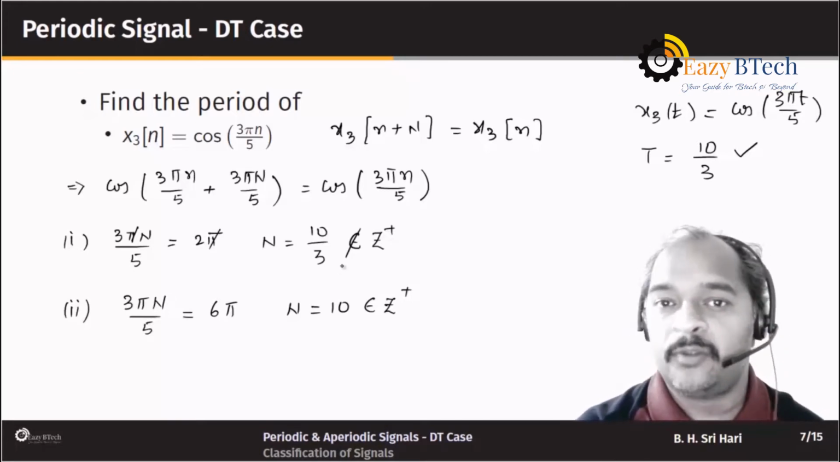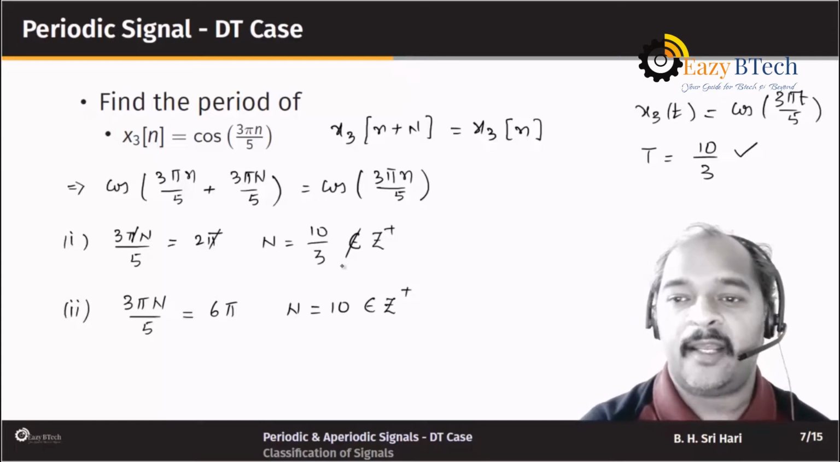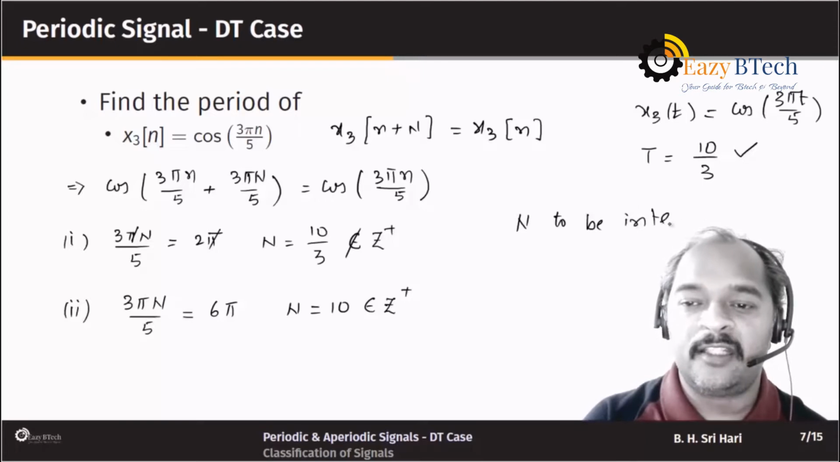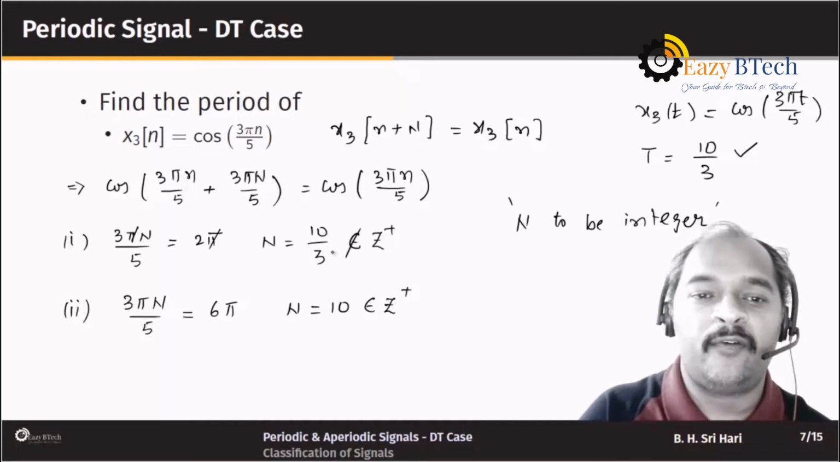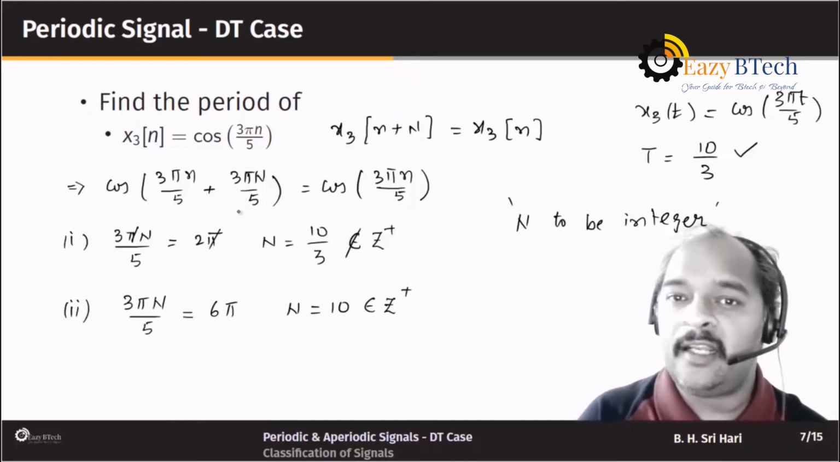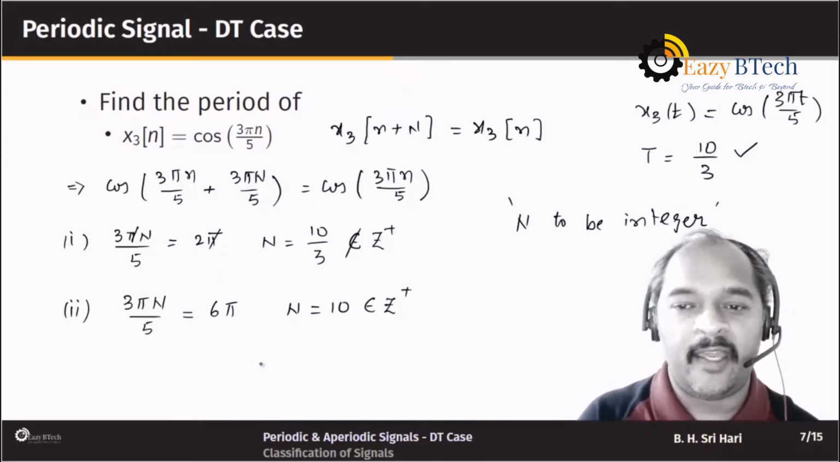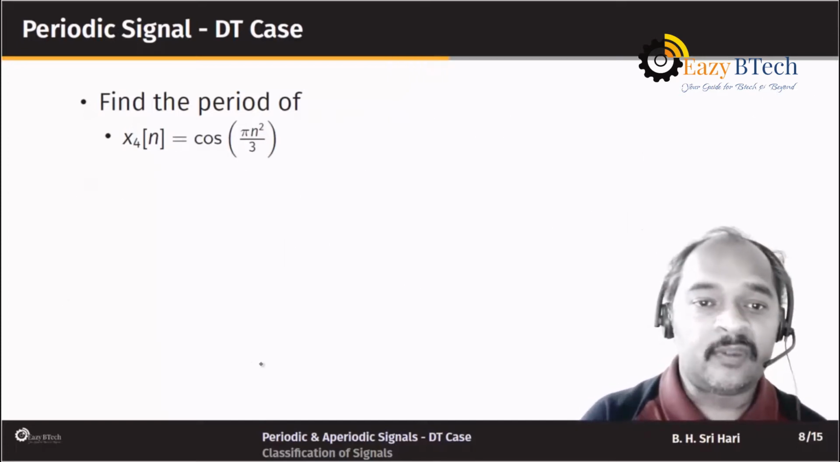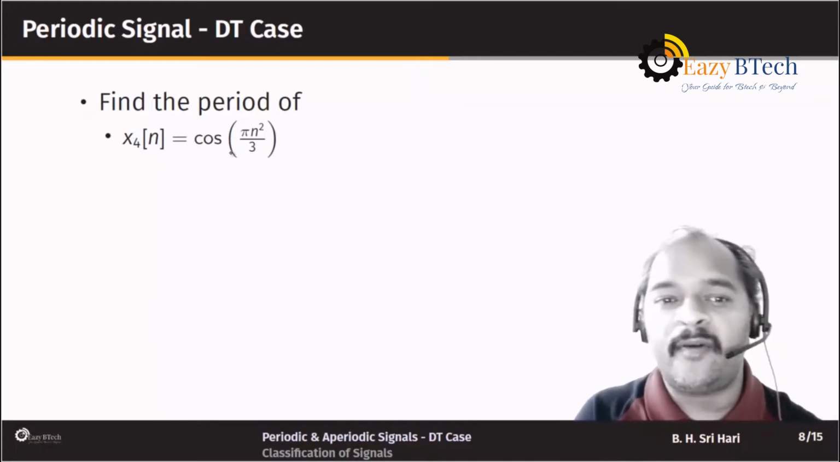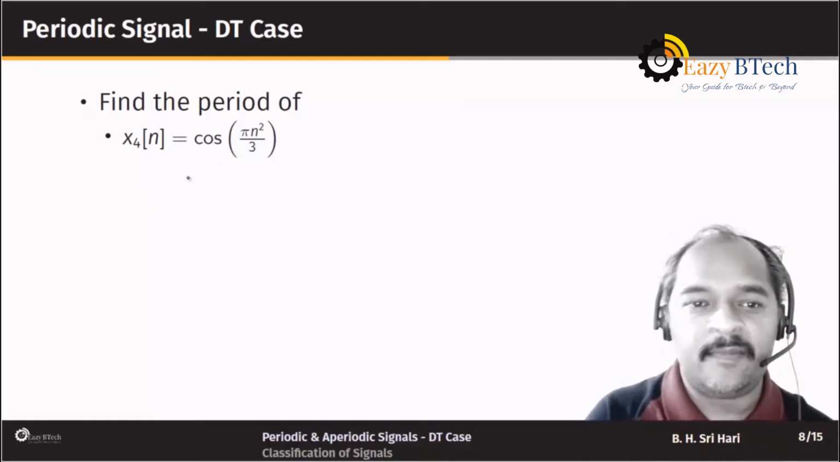Okay, so we want capital N to be an integer. That is one condition. Okay, so that is always the fundamental condition, and we want to make sure that whatever terms you get, the secondary terms, they should be integer multiples of 2 pi. Okay, right. Next, let us take a bit more complicated example. By looking at this, we may feel that this is not a periodic signal, but we will check.